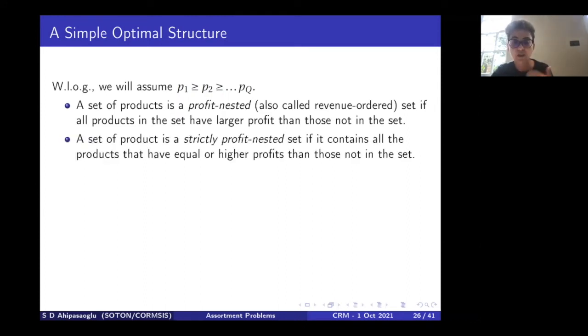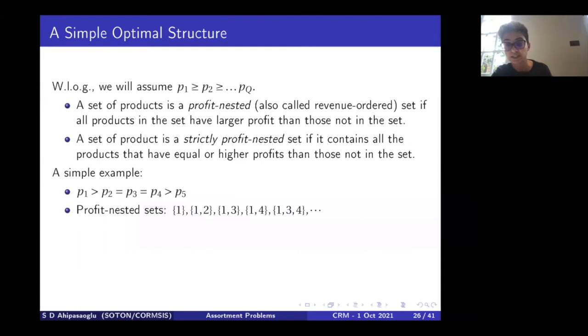And we also have an equivalent strictly nested set, which is given here, the definition, but I will just show you a simple example. Imagine that we have five products and the profits are given as here. Product one is the highest, two, three, four have the same profit, and five is the lowest profit. Then the profit nested sets would be numerous, and some of them are listed here. But if you look at the strictly profit nested sets, then we only have three of them.